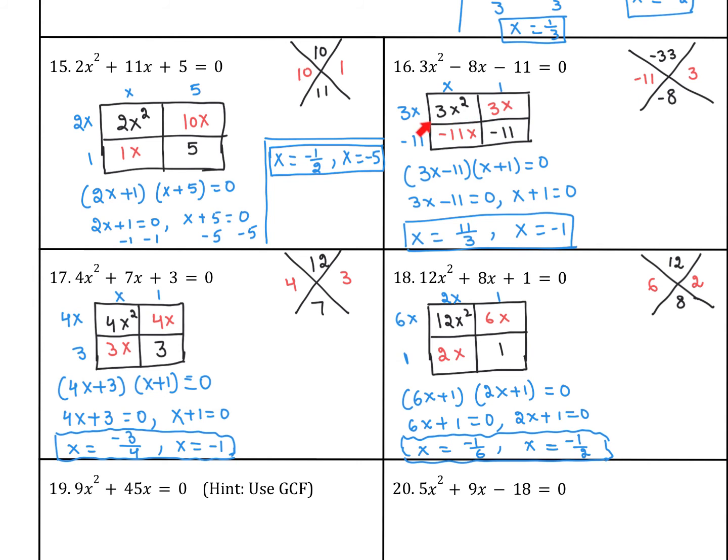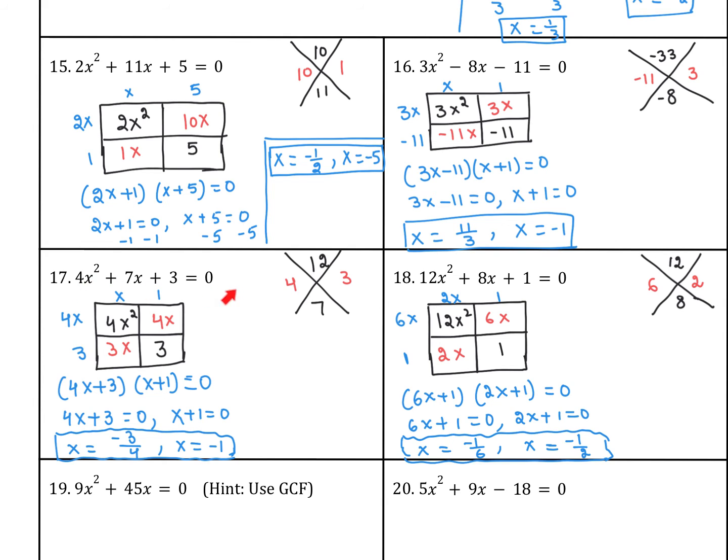The GCF for the first row is 3x. 3x times x is 3x squared. 3x times 1 is 3x. And here you're going to get negative 11 times x is negative 11x, and negative 11 times 1 is negative 11. Make two factors: x plus 1 and 3x minus 11. Put them equal to 0 and find the x values.